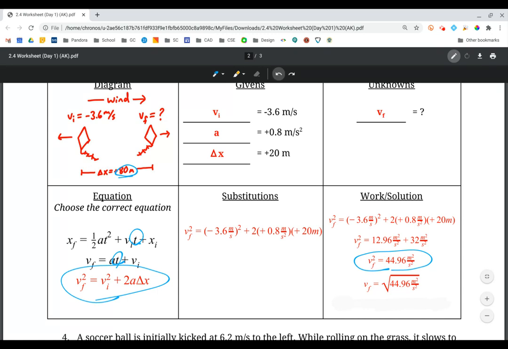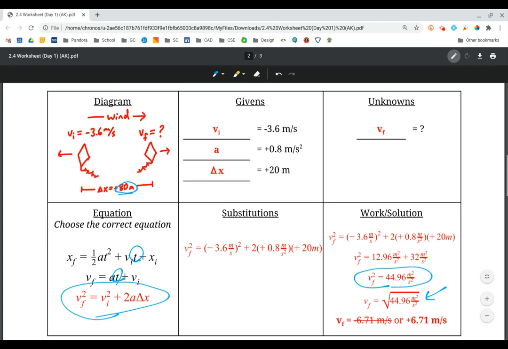And so what we need to do is take the square root of that number. And then what we get is two different solutions, a negative one and a positive one. And so this is where the diagram is useful: at the end, after it's moved 20 meters to the right, at that point it will be moving right. It won't be moving left anymore. And so we know that the positive final velocity is correct and the negative one is not a correct answer. Both of them are potential correct answers, though, when using a square root.